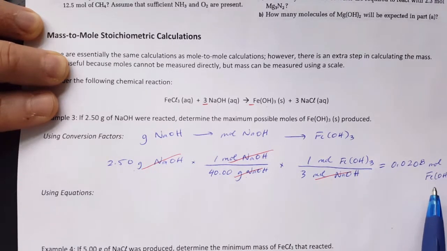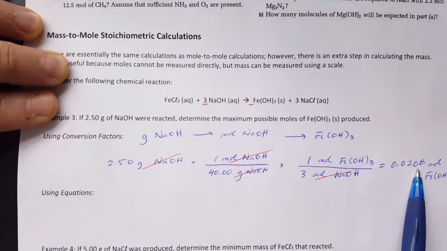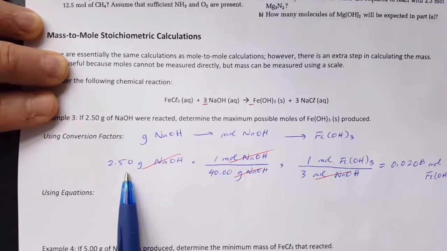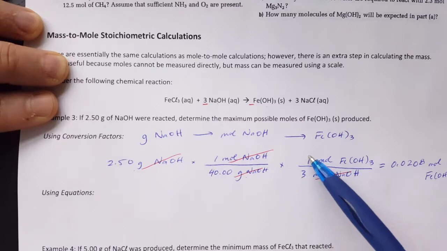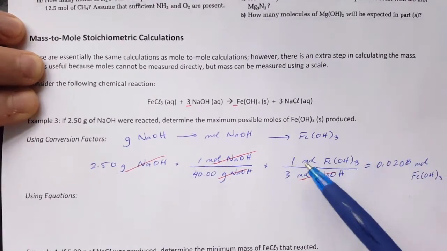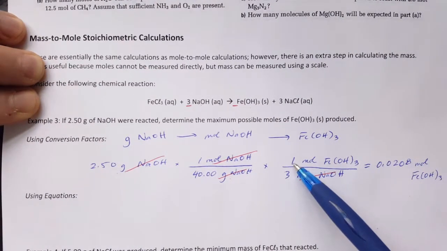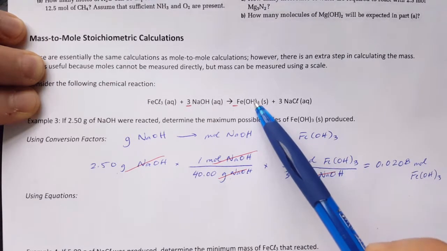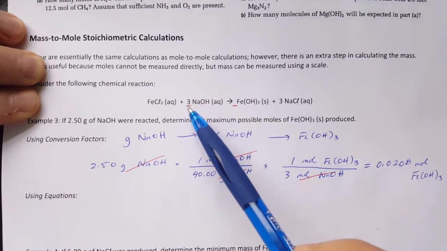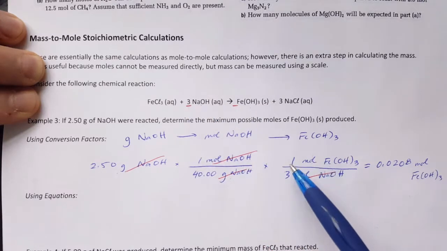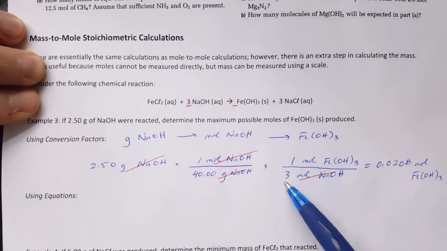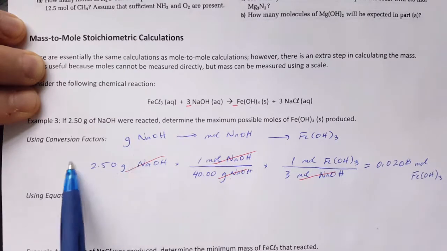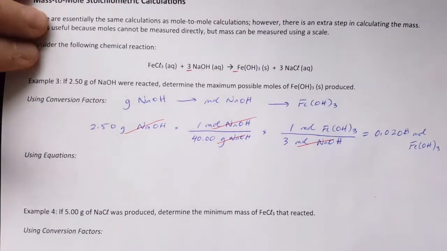And notice that I am preserving 3 significant digits because that's what I started with, right? You might think, well, this only has 1 significant digit, but I know these are exact numbers. There's exactly 1 mole of iron hydroxide that comes from exactly 3 moles of sodium hydroxide. So these numbers have an infinite number of significant digits. So you're only constrained by the 3 significant digits in the sodium hydroxide.